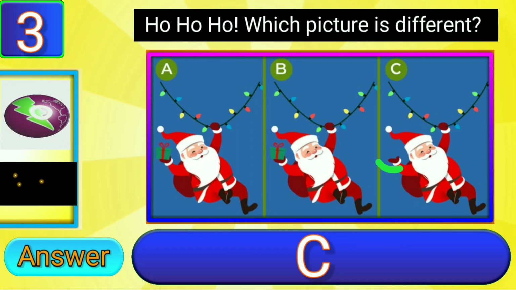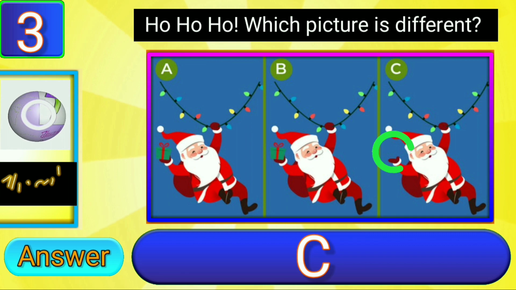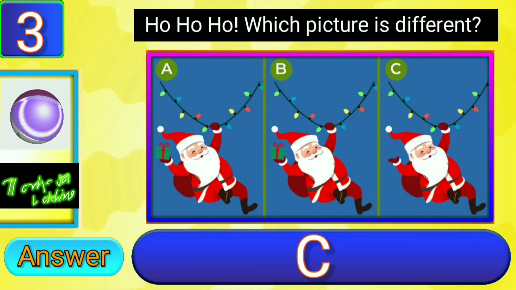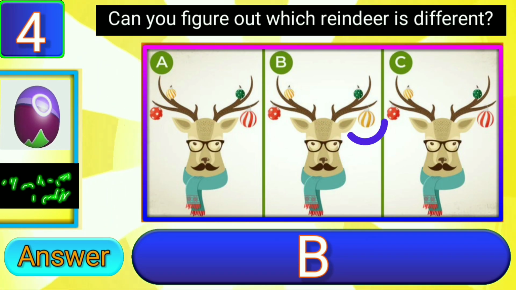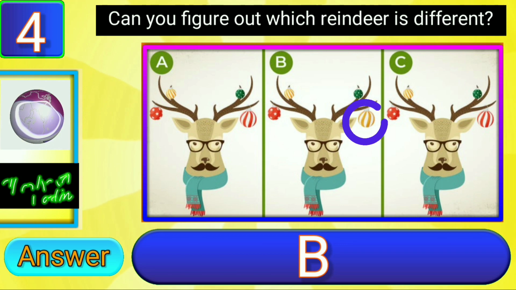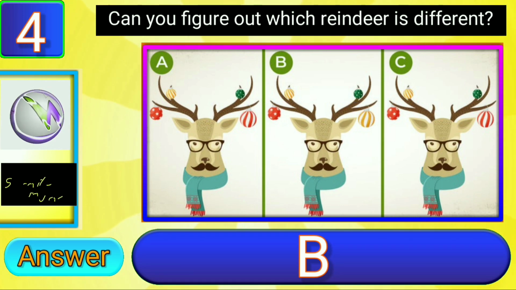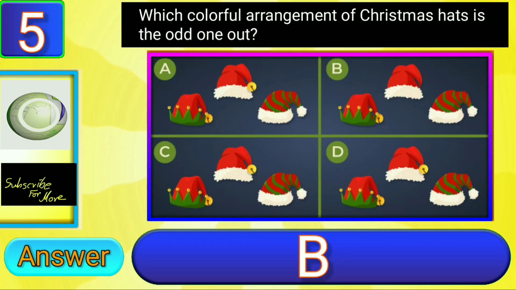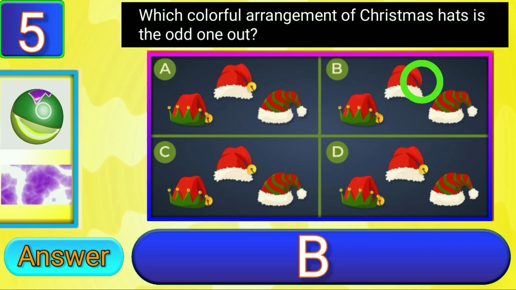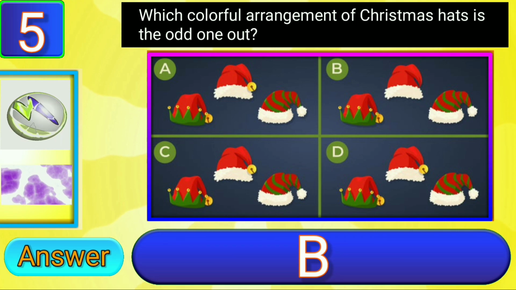Question. Ho ho ho. Which picture is different? Answer C. Question. Can you figure out which reindeer is different? Answer B. Question. Which colorful arrangement of Christmas hats is the odd one out? Answer B.